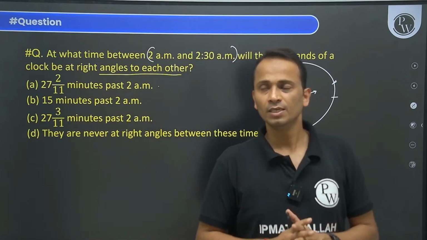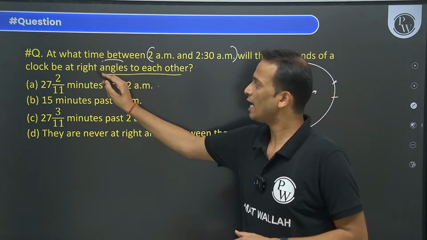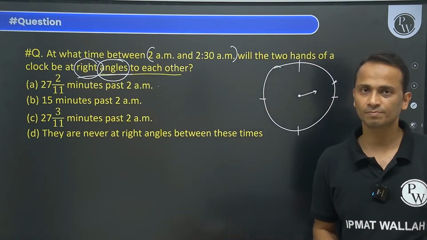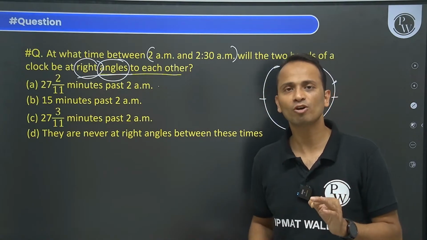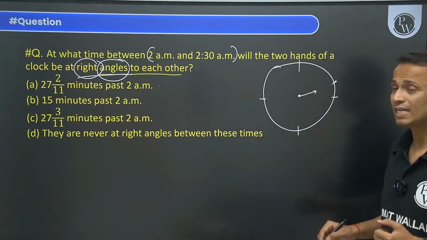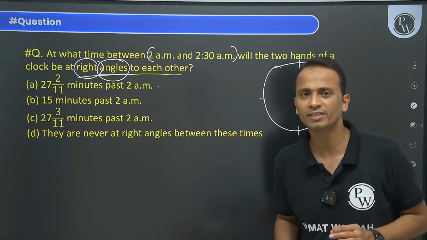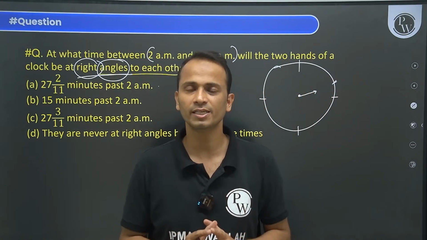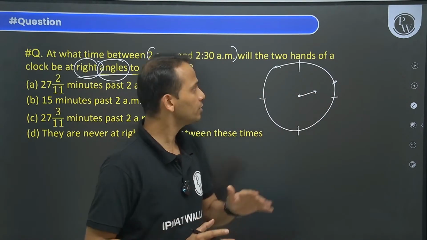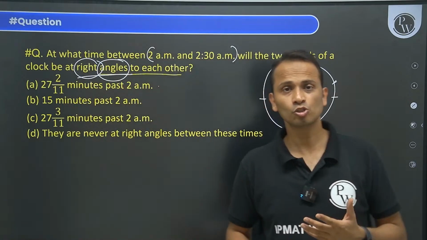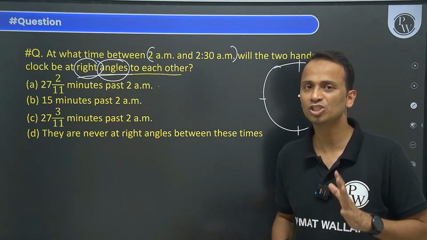Done. Now I want the hour hand and minute hand to be at right angles with each other. Okay, so what should the angle between them be? Right angle. What is a right angle? 90 degrees. So if the minute hand and hour hand make an angle of 90 degrees with each other, then I should draw the minute hand's position in such a way that the time is between 2 a.m. and 2:30 a.m. So the time should be between 2 a.m. and 2:30 a.m.